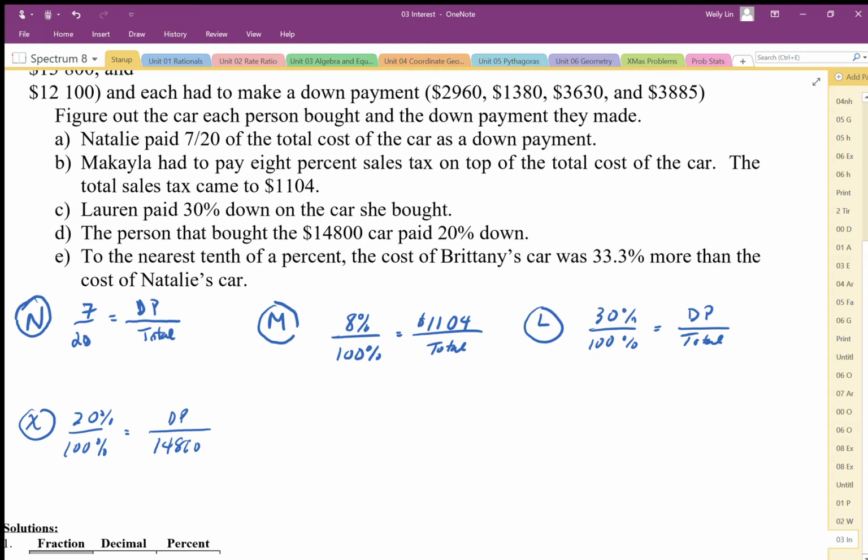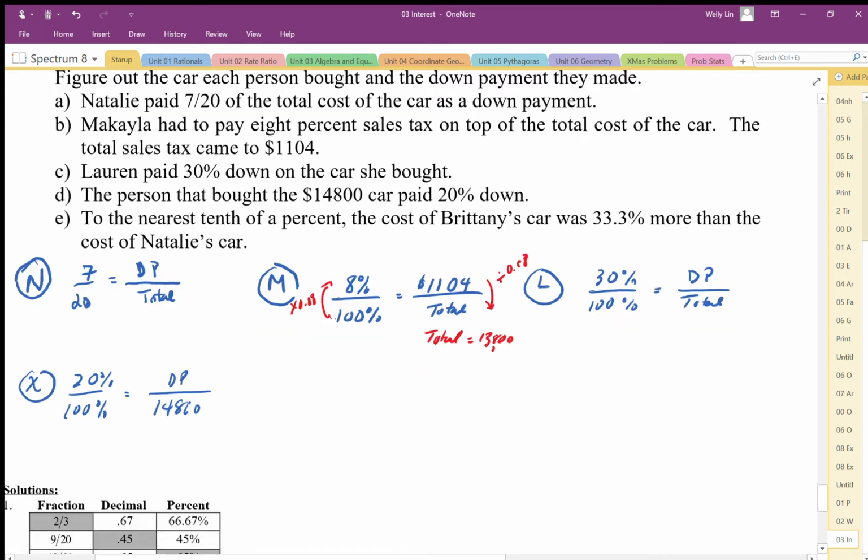So first of all, let's figure out some parts that we don't need to guess at. The part we don't need to guess at is Michaela's. We know that this is 8%, so times 0.08, and going this way, we're going to divide by 0.08. So 1104 divided by 0.08. The total cost of her car is 13,800. Okay, so we can start doing some deduction here.